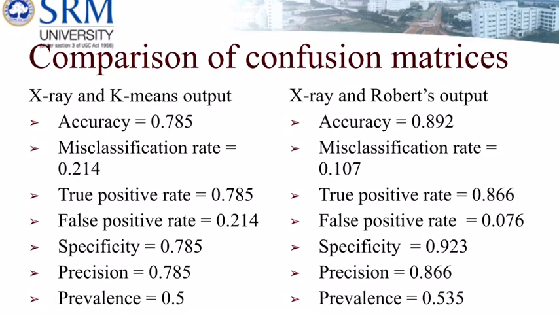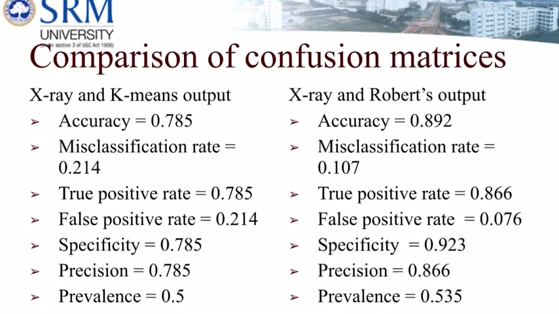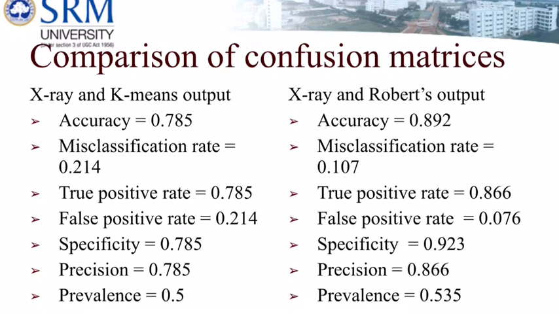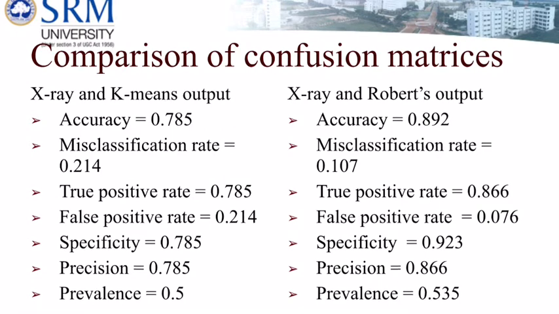While comparing the performances of the K-means clustering algorithm and the Roberts edge detection algorithm, the Roberts edge detection algorithm provided us better results with an accuracy of 89%, which is higher than the K-means clustering algorithm's accuracy of 78%. Roberts edge detection algorithm showed a lower misclassification rate than the K-means output.